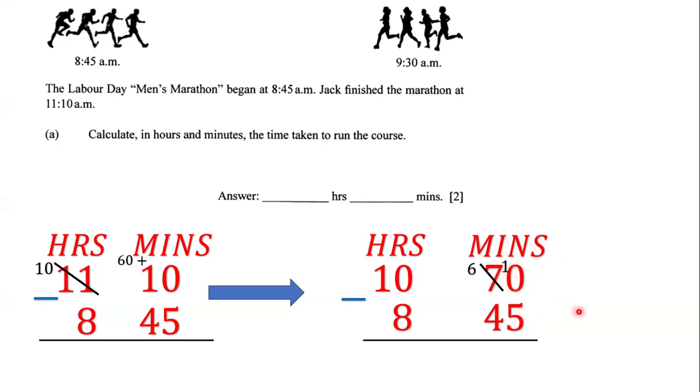So we have 10 minus 5, and 10 minus 5 is definitely 5. And then we have 6 minus 4. I'm sorry, 6 minus 4 is 2. So we have 25 minutes on this side.